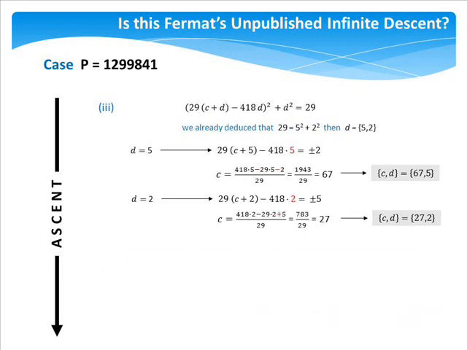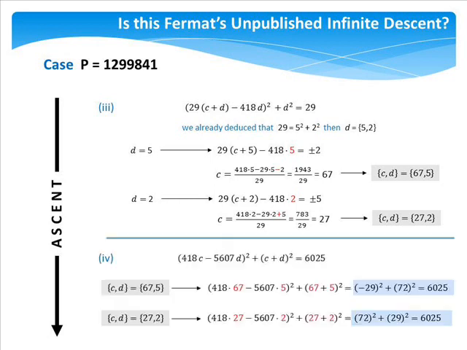Next, we find values of c and d through the next set of beautiful formulas. So d must be either 5 or 2. When we try 5, then c must be 67. And when we apply 2, then c is 27. When we apply those sets of pairs of values in the second beautiful formula, we find out that 6,025 equals 72 squared plus 29 squared.